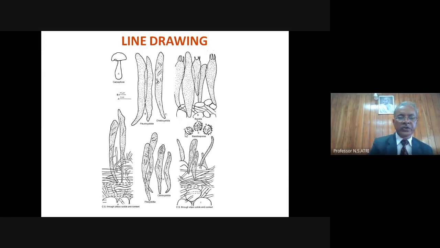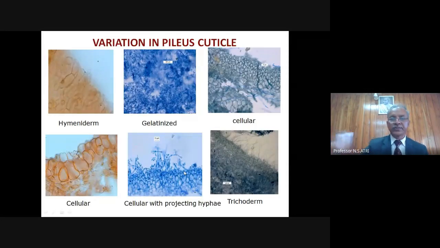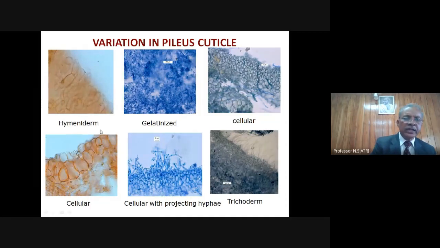You cannot see the arrangement of tissue by teasing. You have to cut the sections, see the arrangement, and draw the individual drawings to their dimension. And you have to give a scale for every drawing you have drawn. So pileus details with respect to cuticle, of what type the cuticle is, what is its composition, the presence or absence of cystidial structures, presence or absence of different cuticular elements, etc., and the context details, presence or absence of clamp connections. They are important aspects which need to be looked into. You can see the variation in pileus cuticle. If you tease it, you are not going to get the arrangement of how these elements are arranged in the pileus cuticle.